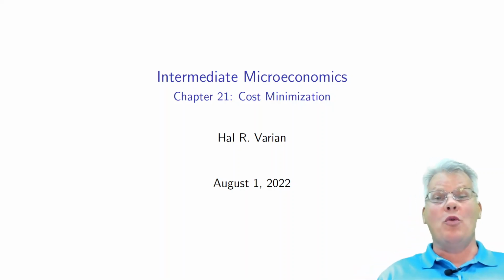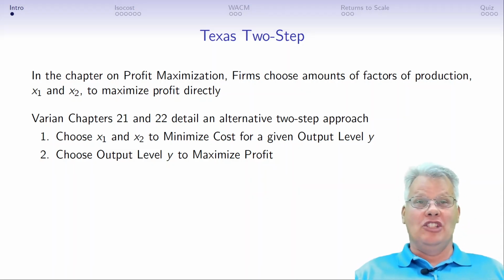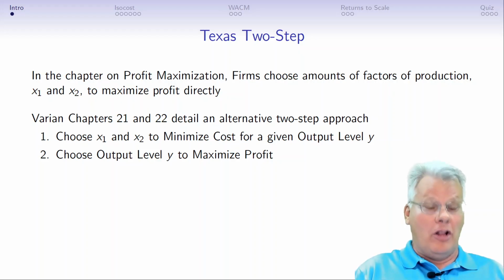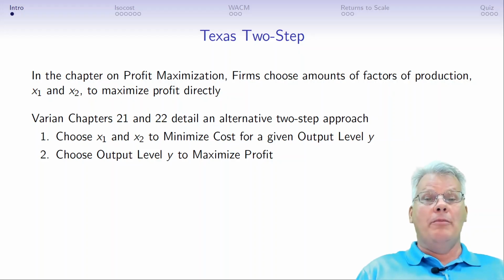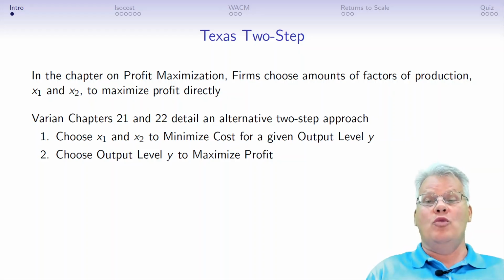Welcome to Chapter 21, Cost Minimization. In the previous chapter on profit maximization, when we were trying to model firm behavior, what we presumed is that firms chose the quantity of inputs that they used directly. So if a firm was using labor and capital, we suppose that they chose the quantity of capital and labor that they used to maximize profit and were unconcerned with the quantity of output that they produced.